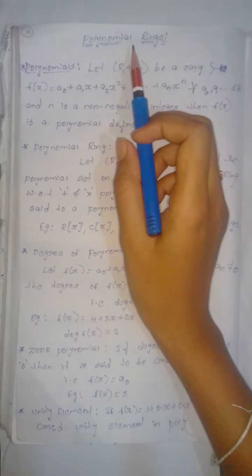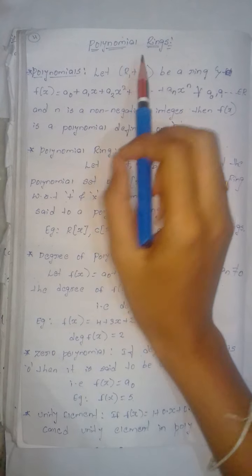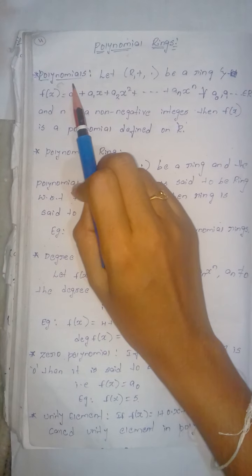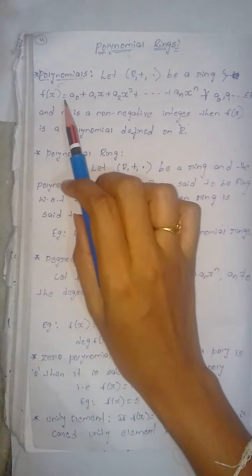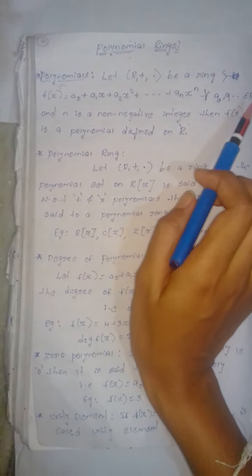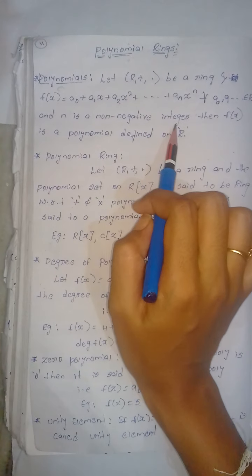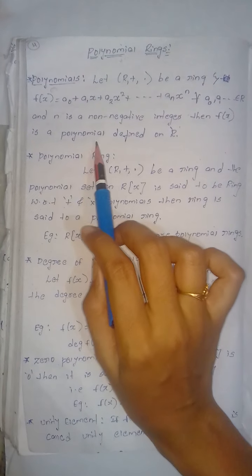Next topic, here in this unit 4, two topics. One is ring homomorphism, the other one is polynomial rings. Polynomial rings, first definition, polynomials. Let R, plus, dot be a ring, and here it is a formation of the polynomial where a0, a1 belong to R, and here the degree n is a non-negative integer. Then this polynomial formation is called a polynomial defined on R.